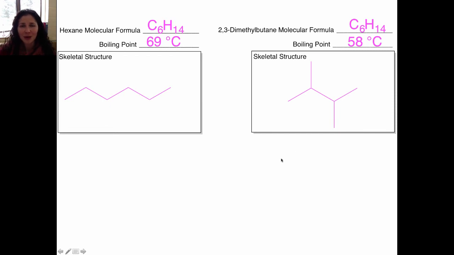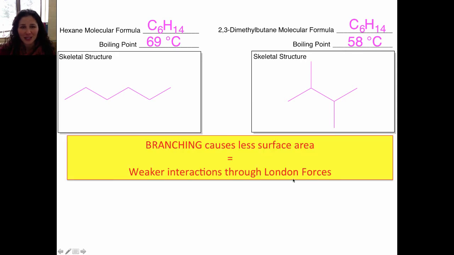There's nothing different about these two molecules except that 2,3-dimethylbutane has branching and hexane is one long chain of carbon atoms. The branching alone can cause this difference in the boiling points, and the reason is the surface area. Branching causes less surface area, and it leads to weaker interactions due to London forces.